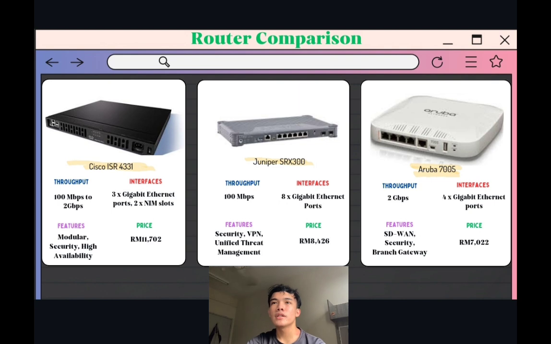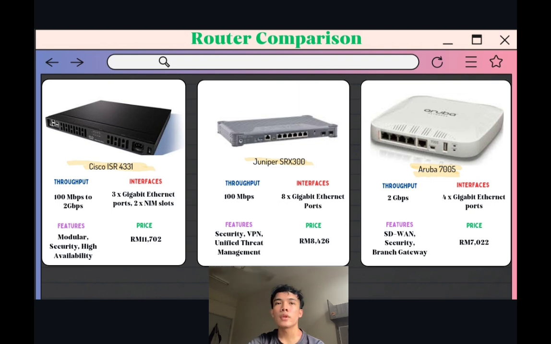The second one is the router comparison. There are 3 types of router that we choose to find the best one for our project. The first one is Cisco ISR 4331. The second one is Juniper SRX 300. And the last one is Aruba 7005.